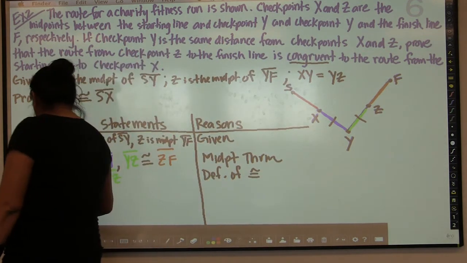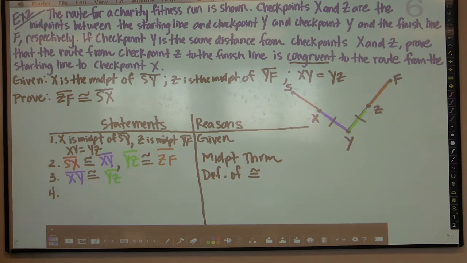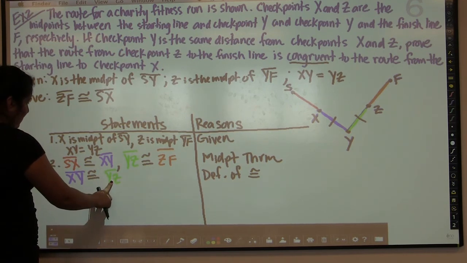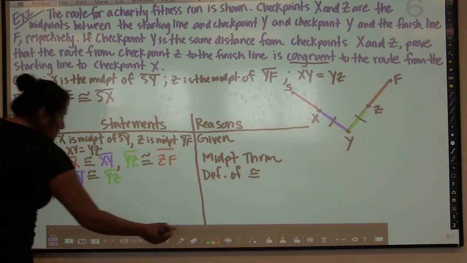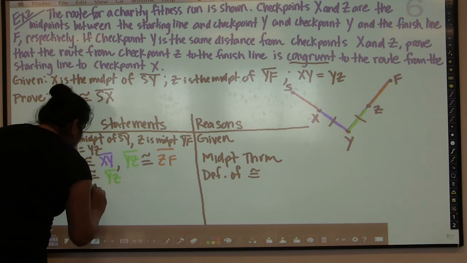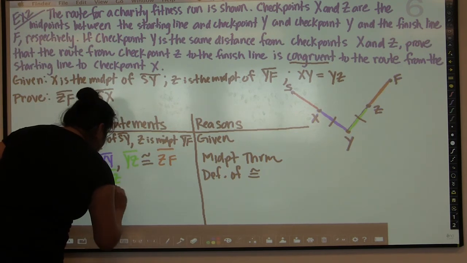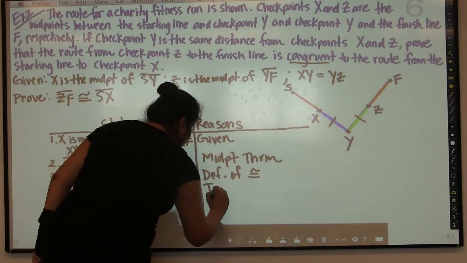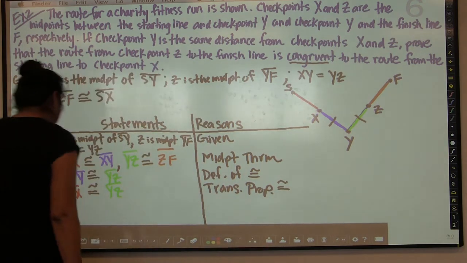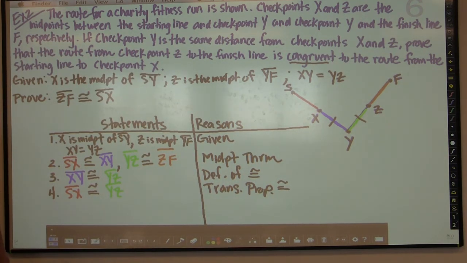Alrighty, and then we can go to step 4. In step 4, we're going to use the transitive property of congruence, which we just talked about previously. We know that SX is congruent to XY, and XY is congruent to YZ, so we can get rid of the middleman and just put SX congruent to YZ. That's the transitive property of congruence, not like before where it was the transitive property of equality. So SX is congruent to YZ.